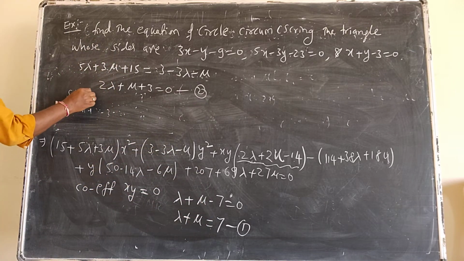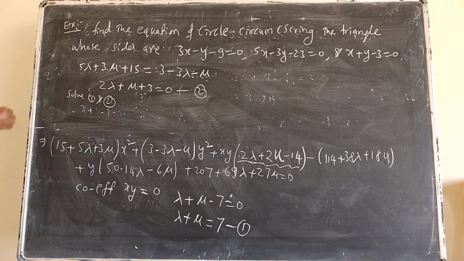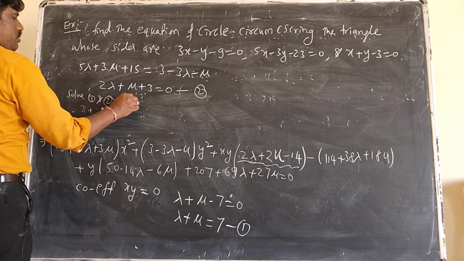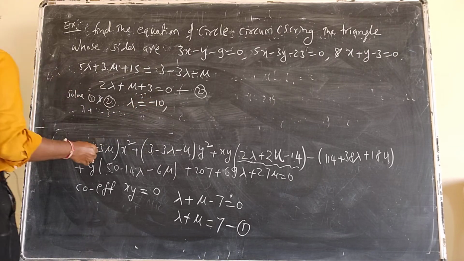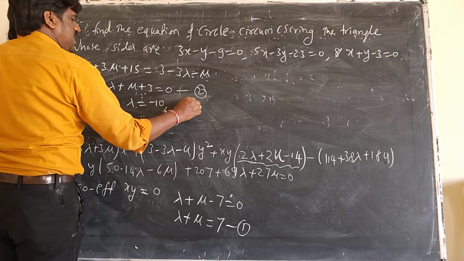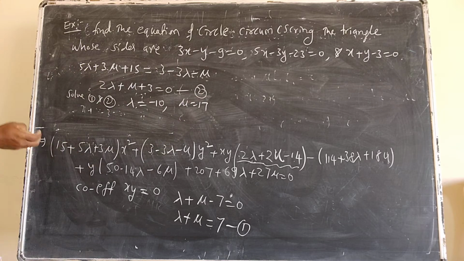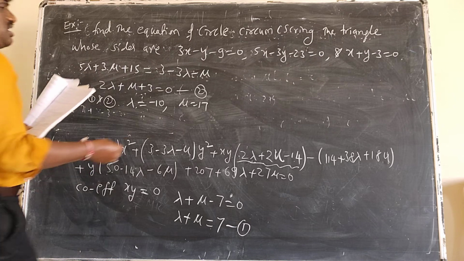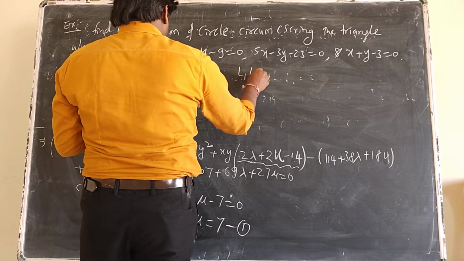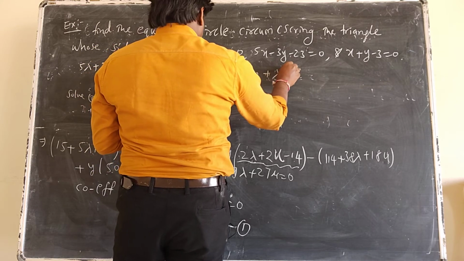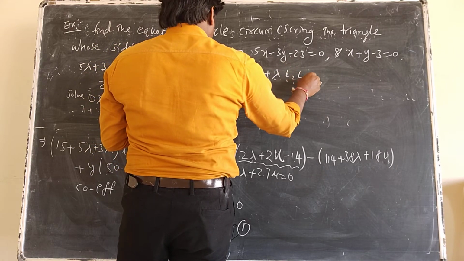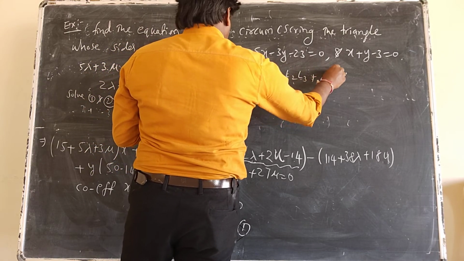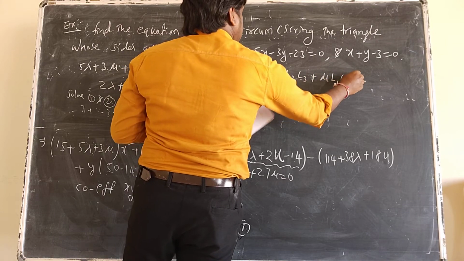Solve 1 and 2, everyone can do it. So if you solve 1 and 2, what are you going to get here? Lambda value you are going to get minus 10, mu value you are going to get 17. That you have to substitute in the equation which you have in the condition. What is the condition you have? The condition was L1 L2 plus lambda times L2 L3 plus mu times L1 L3 is equal to 0.